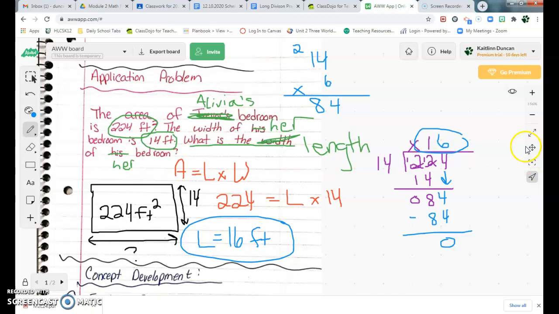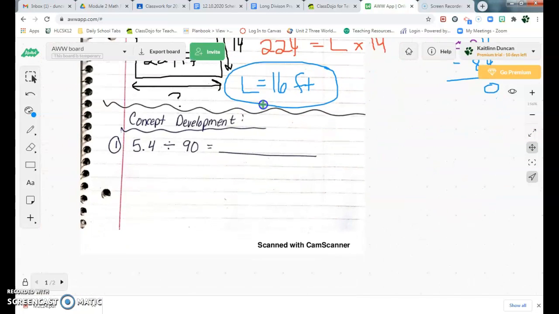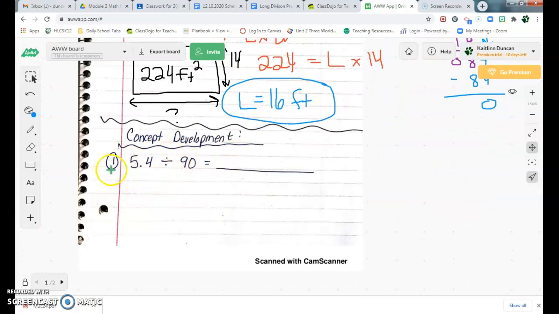All right, I am now going to scroll down to our concept development. And today we are focusing on dividing with decimals. This is something new that you haven't worked on yet, so we're going to work on this together. So if you need to pause the video to write this down, feel free. But we are dividing a number with a decimal in it by a whole number. So in this case, we don't necessarily have our larger number as our dividend. In this case, our larger number is our divisor.